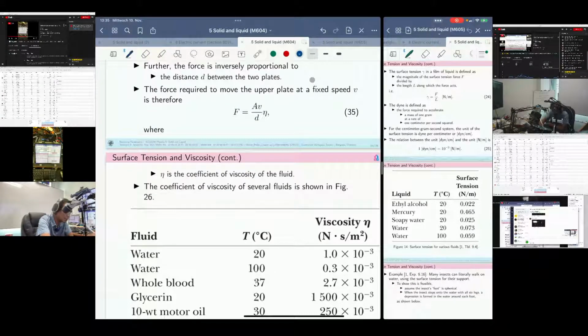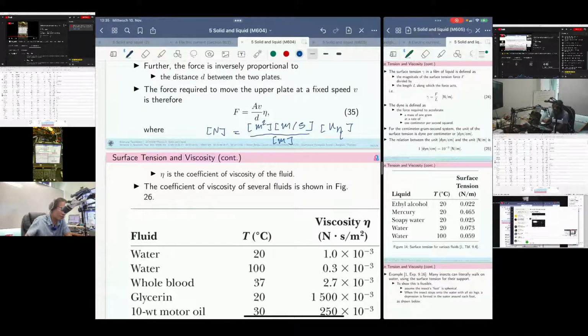You can see here on the left-hand side, this one is Newton per meter square, and sorry, it's meter per second divided by meter, right? So here is the unit of eta.